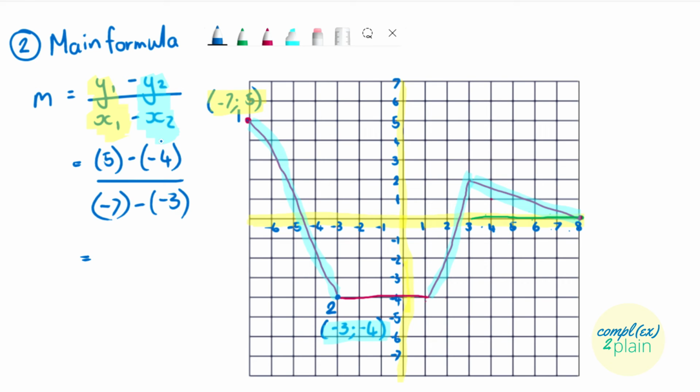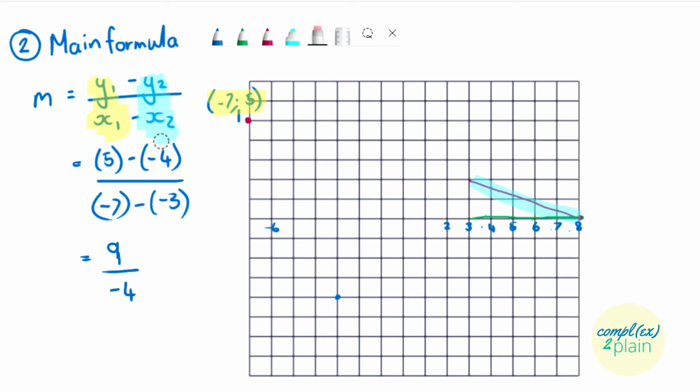5 minus minus 4, so that minus times a minus is a plus. That becomes 9. Does that look familiar? That's the same as last time. And then minus 7 minus minus 3, so that's a plus. So minus 7 plus 3 is minus 4. And voila, we've got the gradient. So you can see that we can take a line, and I can give you 2 points, and you don't even need to have a Cartesian plane, and you can work it out with this formula.